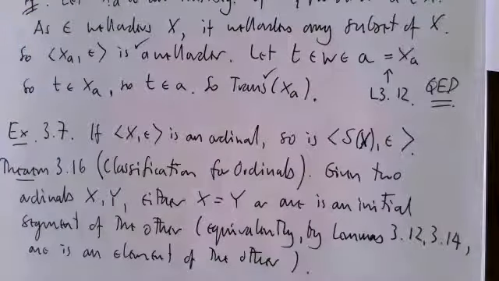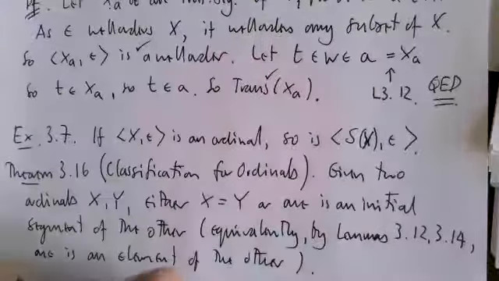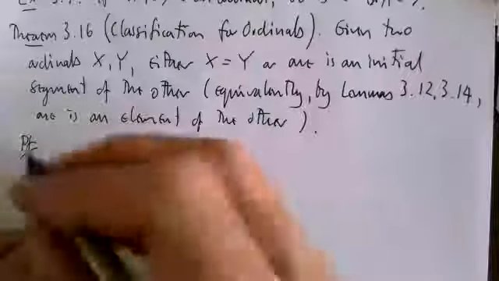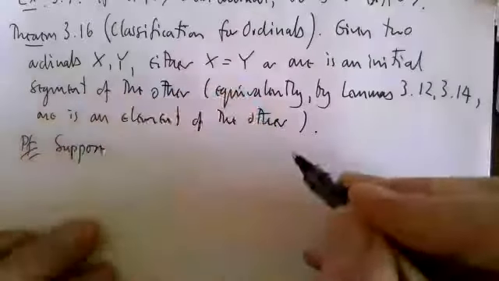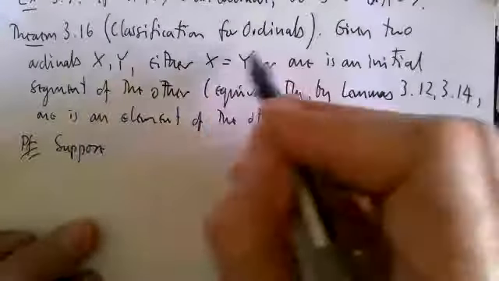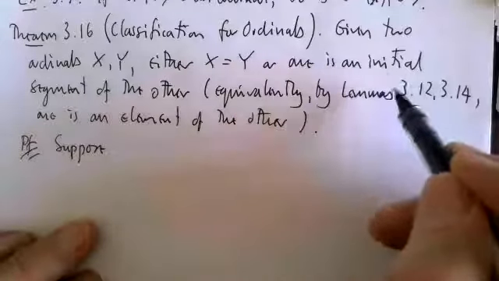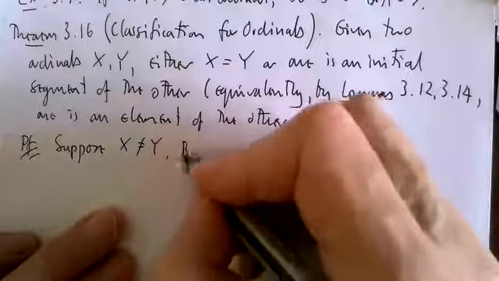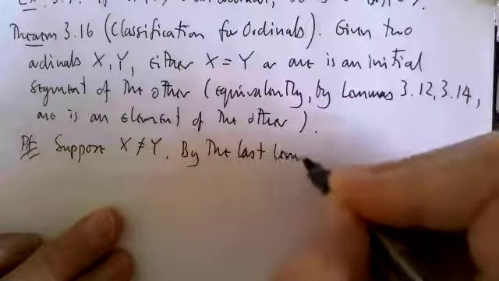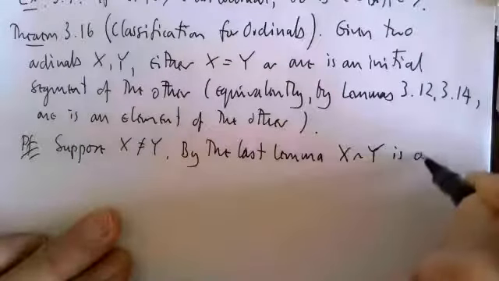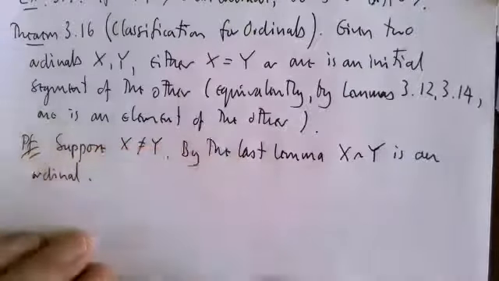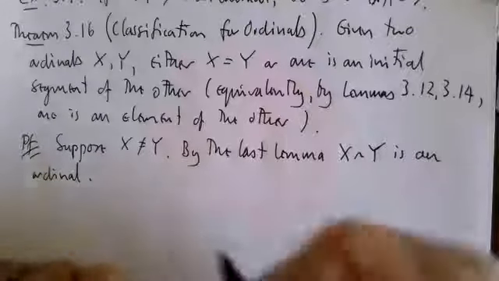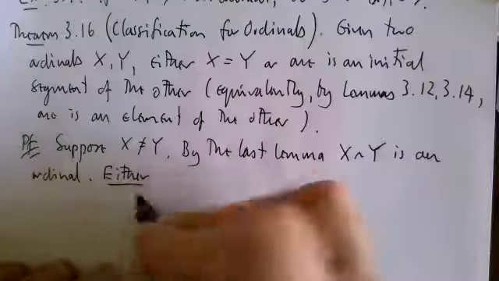Okay, so we'll see why this is the case. So proof here. Okay, so we'll suppose that they're different. Suppose they're not equal to each other, and we show the other alternative holds. Suppose they're different. Now, the last lemma showed their intersection was an ordinal. So what the outcome is depends upon what this intersection is. So there's an either or here.